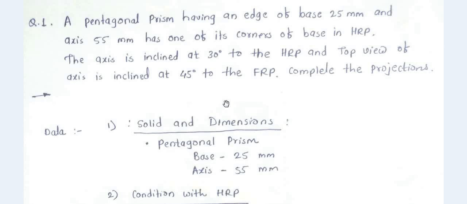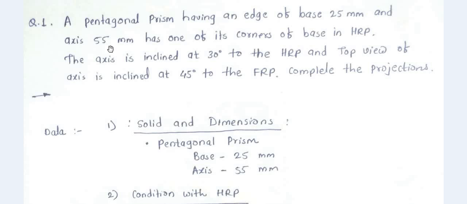This is the problem, and as we do for the projection of planes, in the solution our first step would be to write down the data given under 3 headings. The first thing is solid and dimensions. So the solid mentioned in the problem is a pentagonal prism, and its dimensions are edge of base, that is the length of the side of those identical bases, upper base and lower base, it is 25 mm, and axis 55 mm.